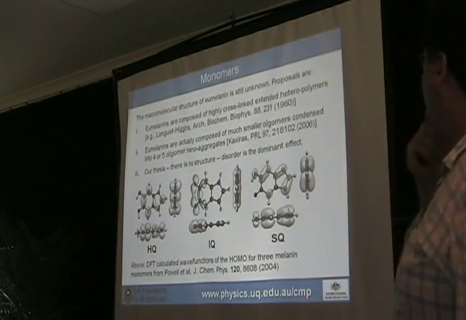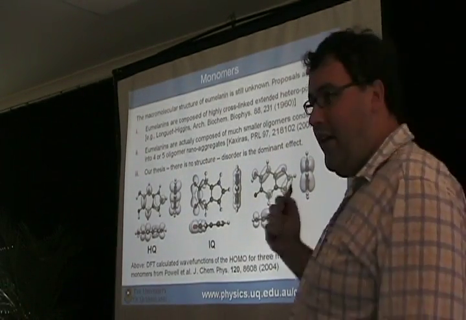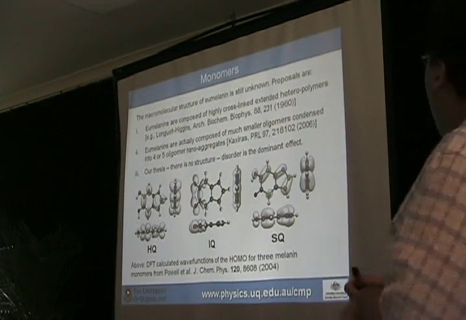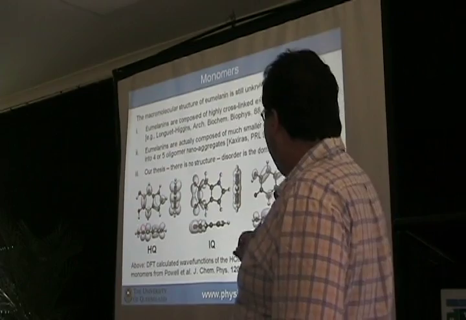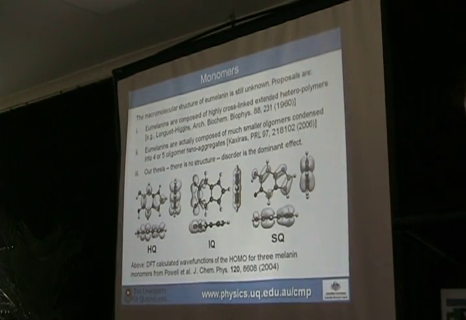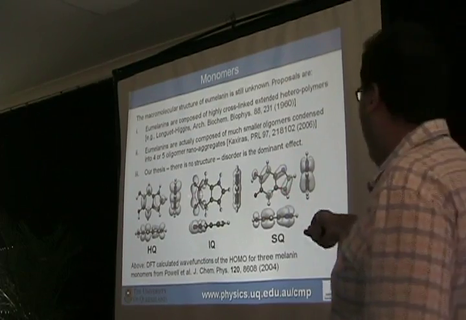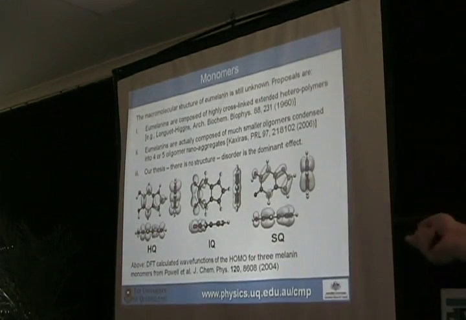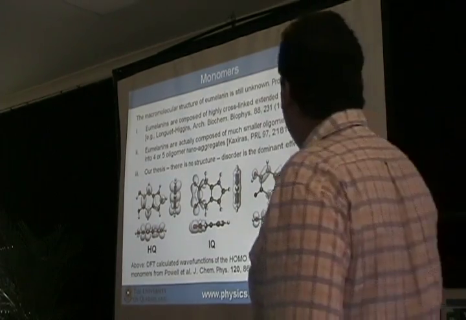So on to the calculations. That's really a health warning, and you should bear that in mind for all the excited state numbers I'm going to tell you in a minute. These are pictures of some of the monomers that are well known to be involved in melanin, and these are the HOMO wave functions calculated in DFT. I make most of the pictures really at the moment.